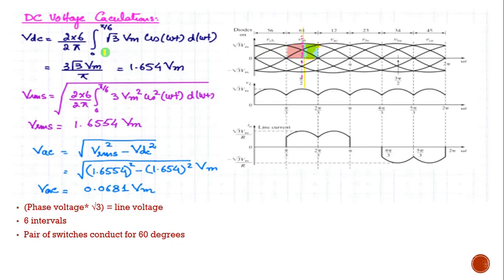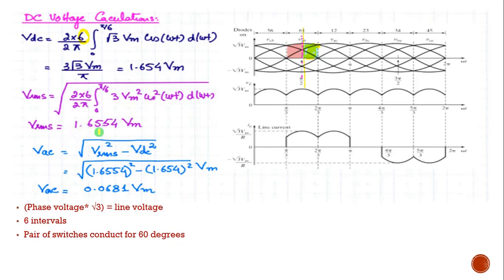So we get the integral from 0 to pi by 6 of root 3 Vm cos omega t d omega t. I have taken only this part for area, so for the total area we have to multiply by 2, and the total cycle is 2 pi, so 1 by 2 pi. You can see there will be 6 intervals, 1 2 3 4 5 6, so we have to multiply by 6. Solving, we get VDC equal to 1.654 Vm. Similarly Vrms uses the same equation, you take the square of this term, and overall you take the square root.